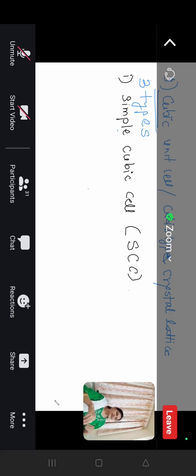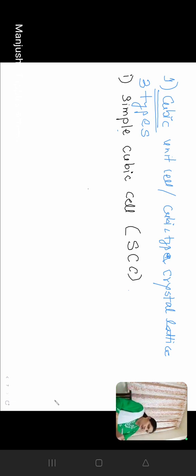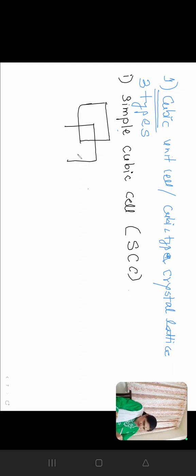Simple cubic cell is SCC. What is the structure in simple cubic cell? Now I will draw the diagram. All of you have to pay attention. Now see, simple cubic cell is like this. Now this is the easy way how to draw the cube. You have to draw these two squares and join them like this. So the cube. Okay. Now at each corner one atom is present.